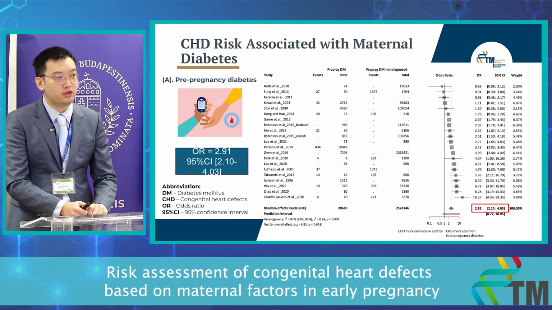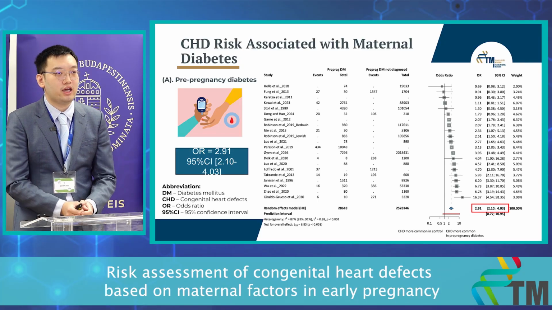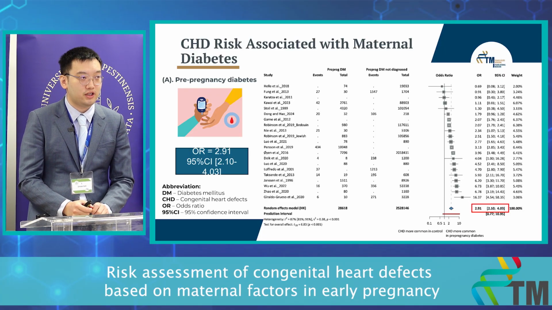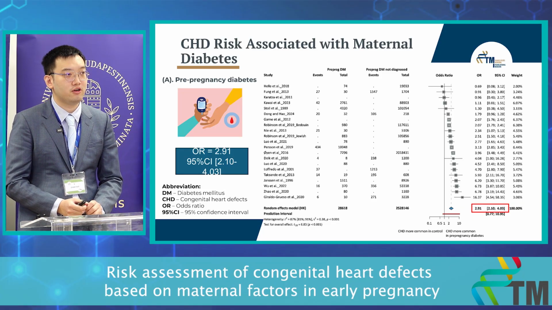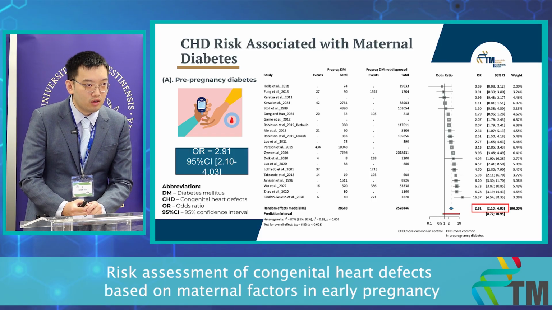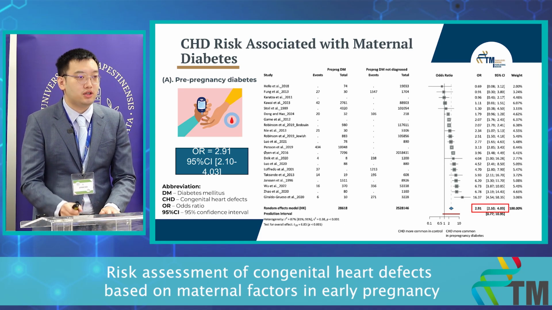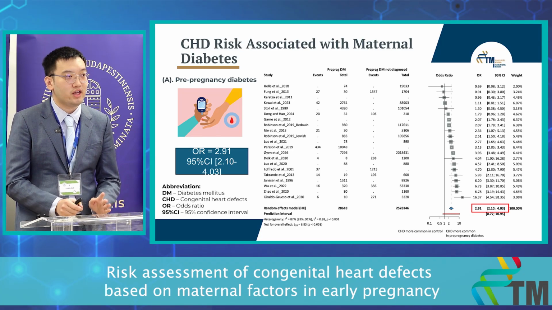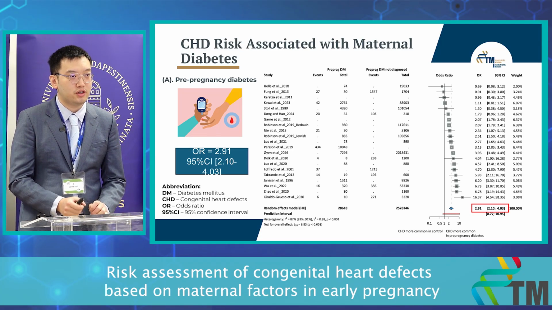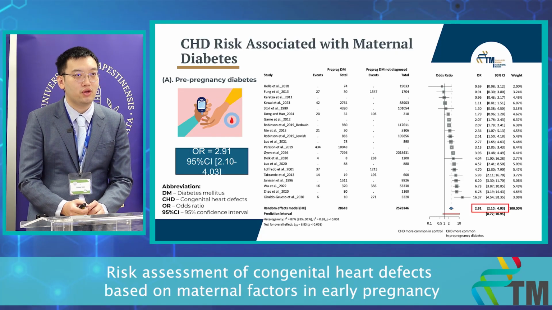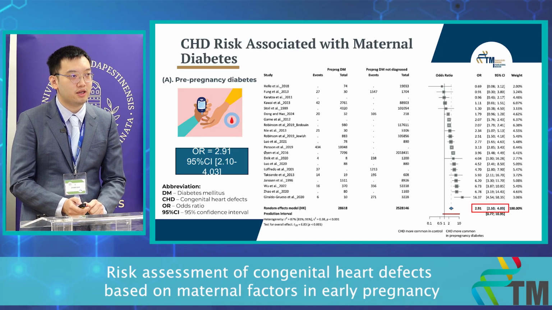The I-square equals 87, which indicates high heterogeneity of the analysis. The odds ratio is 2.91, which has statistical significance and clinical relevance. This result suggests that babies of mothers with pre-pregnancy diabetes have nearly three times the increased risk of having congenital birth defects compared with mothers with a normal glycemic level.